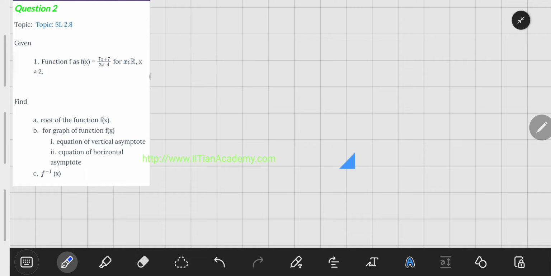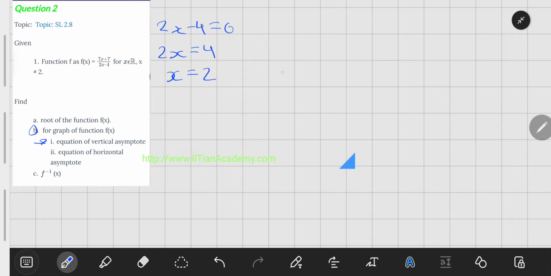We know that the roots of the function are for when f(x) is equal to 0. So we only need to evaluate the numerator in this case. So we will set 7x + 7 equal to 0. We can rearrange our equation to find that x is equal to -1. So that is one of our roots.